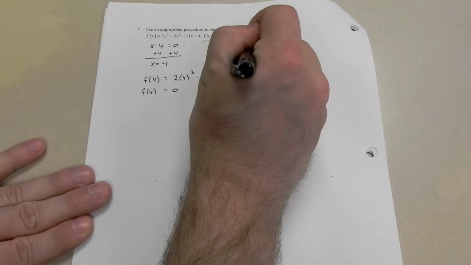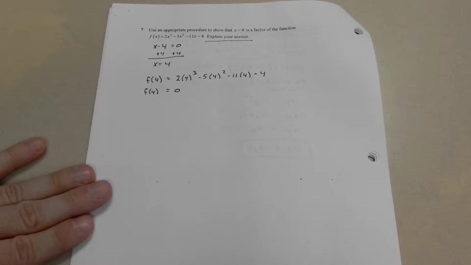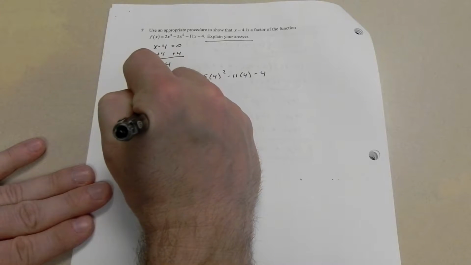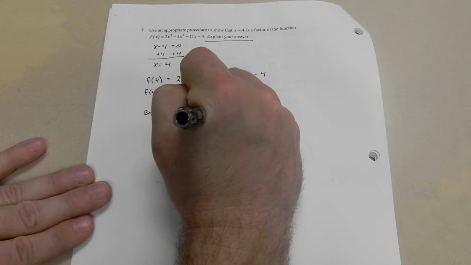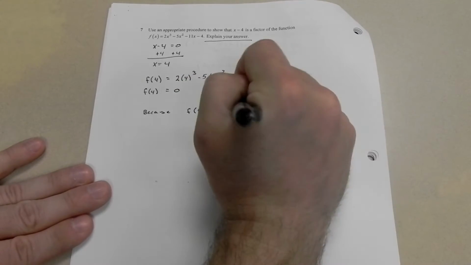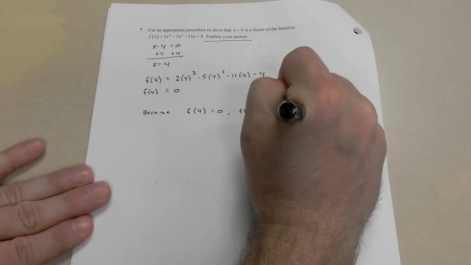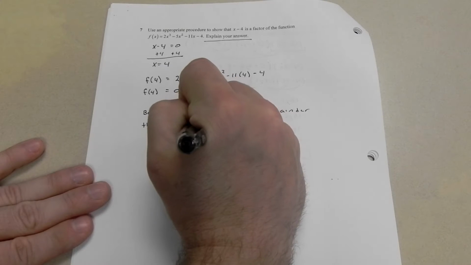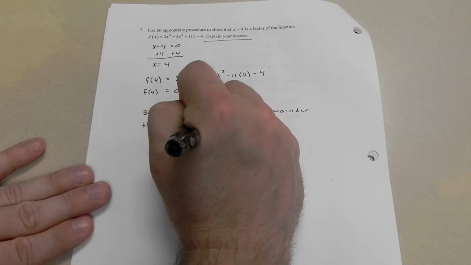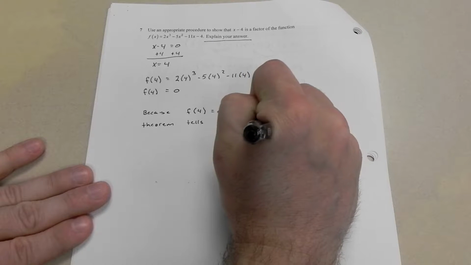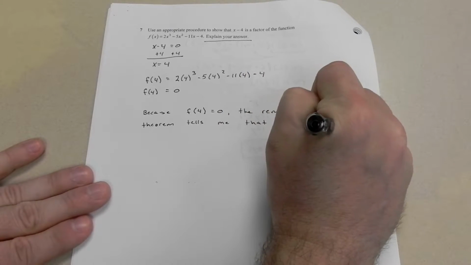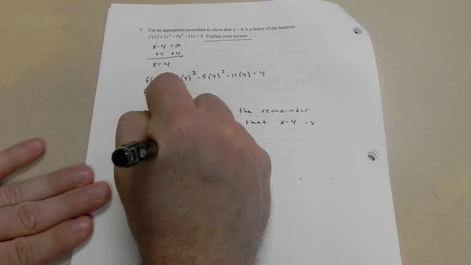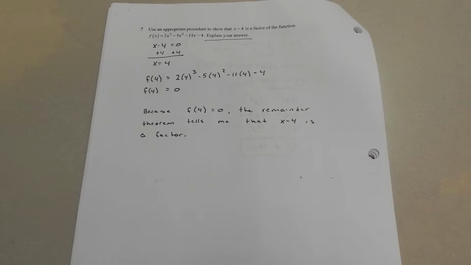How do I explain my answer? Remember, explain means I have to use words of some sort. Because f of 4 equals 0, the remainder theorem tells me that x minus 4 is a factor. The key in my explanation, stating that I used the remainder theorem.